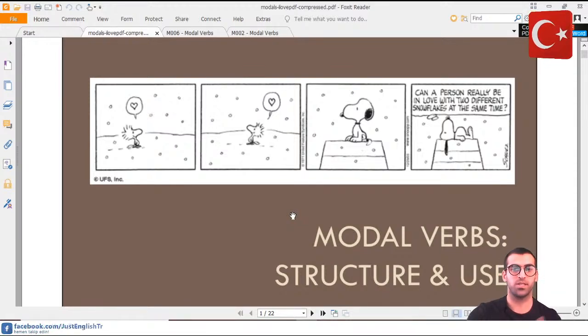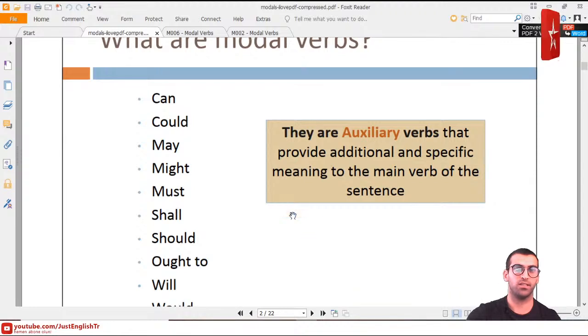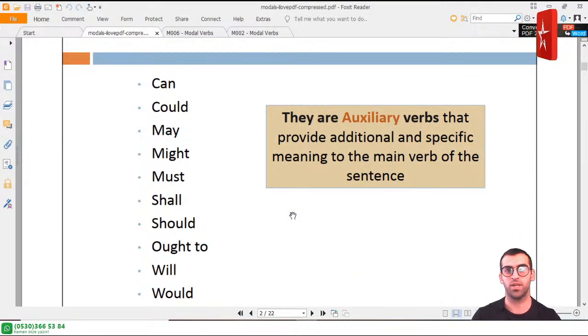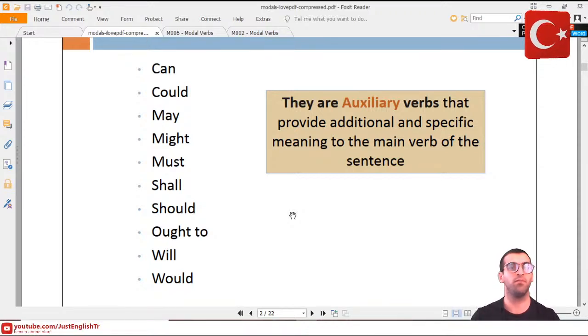So modal verbs: their structure, and how can we use them? What are the modal verbs in English? As you know, we have the list of the modal verbs, as you see from my screen. We have can, could, may, might, must, shall, should, ought to, will, would. They are modal verbs in English. They are auxiliary verbs that provide additional and specific meaning to the main verb of the sentence.